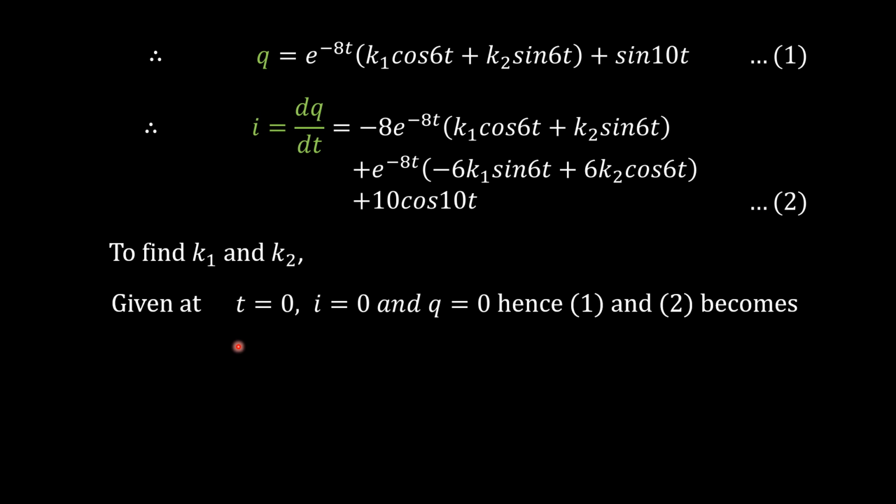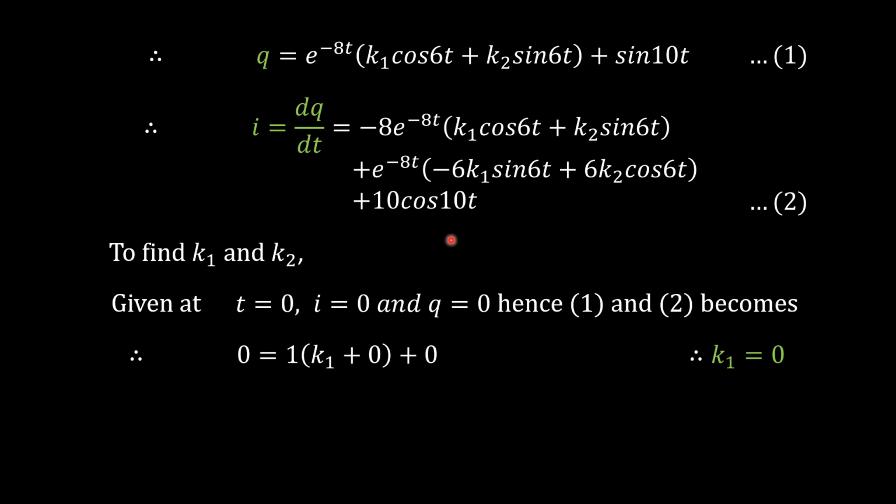Given that at t equal to 0, I is equal to 0, that is the current is 0, and the charge is also 0 at the initial stage. So we will put these values in 1 and 2 and solve them one by one. When we put t equal to 0 and q equal to 0 in 1, that gives us 0: e raised to 0 is 1, cos 0 is 1, so k1, sin 0 is 0, so 0, and again sin 0 is 0. So we got k1 equal to 0.